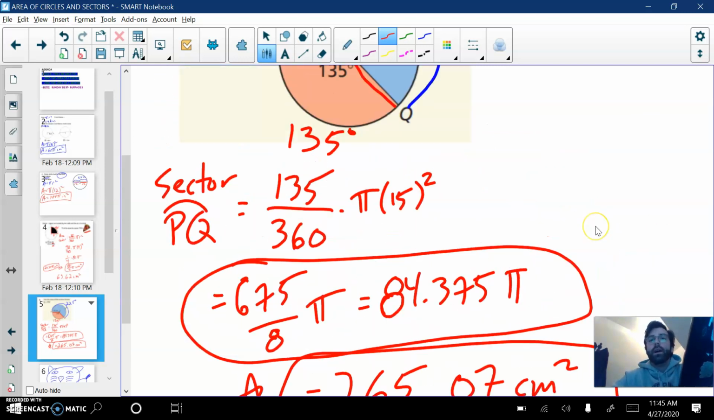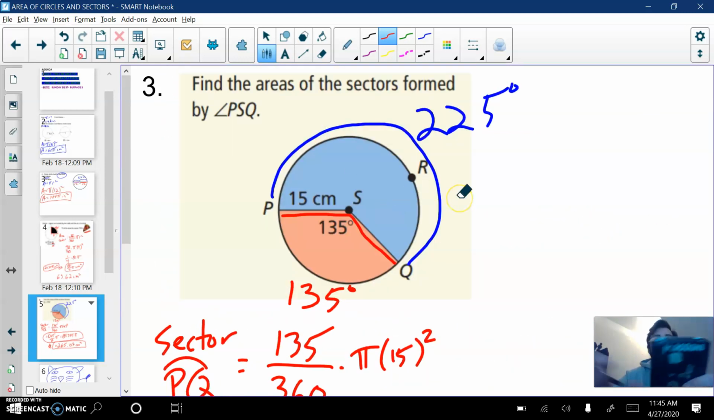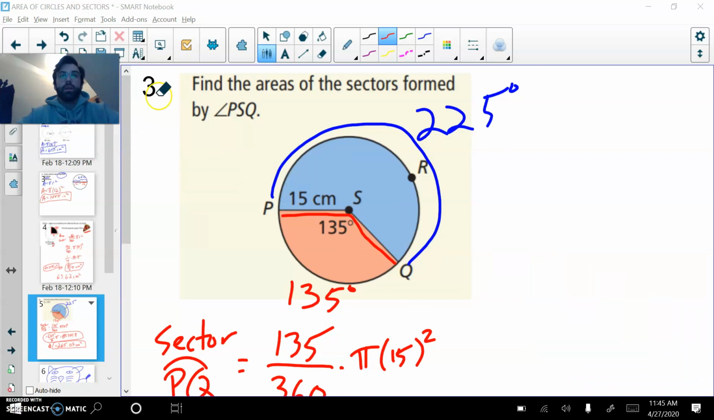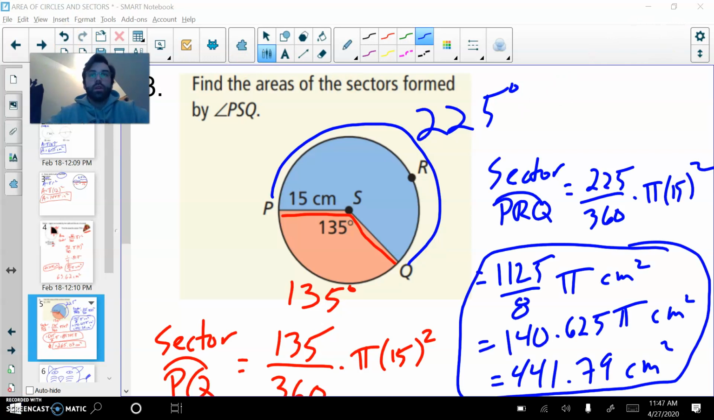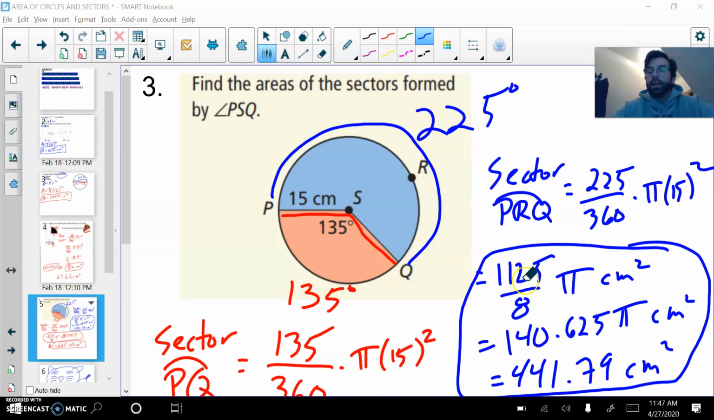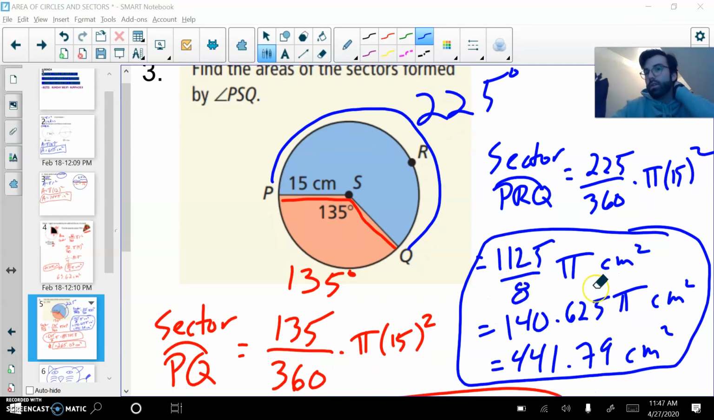Now I want you to find the area of the sector formed by our major arc, PRQ. Go ahead and pause the video here. I'm going to show my work. I'll put it right there when you come back. My answers were 1125 over 8 pi, which was 140.625 pi. And if I multiplied the pi, I got 441.79, all with centimeters squared.